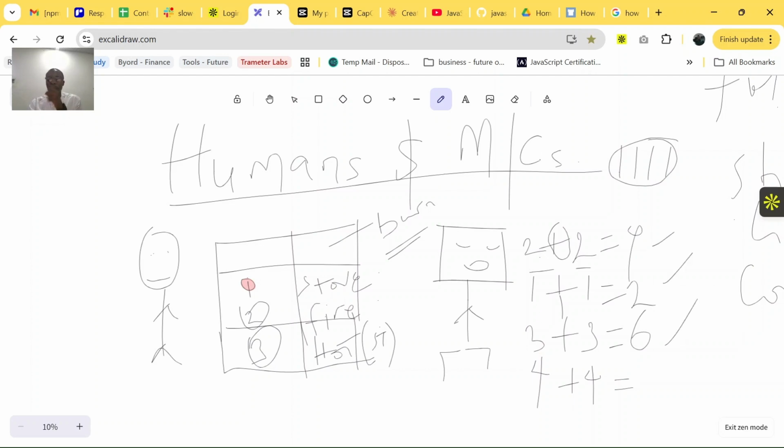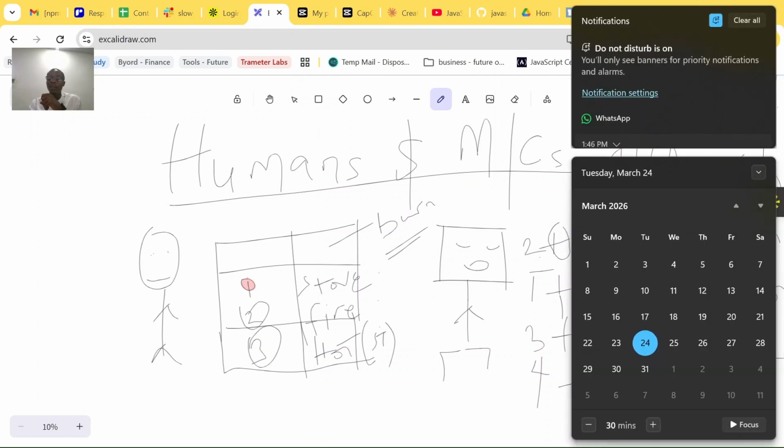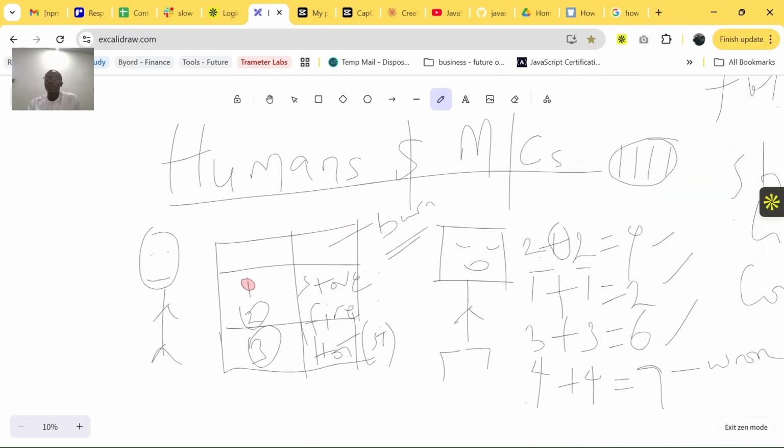So if the machine said the answer is 9, we will simply tell it your answer is wrong. And it will do what? It will try again and again and again until it gets the final answer, which is 8. Trial and error. That's how machines learn, right? They adjust, they adapt.